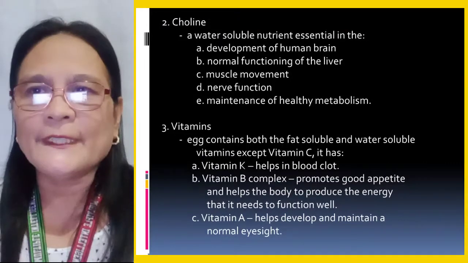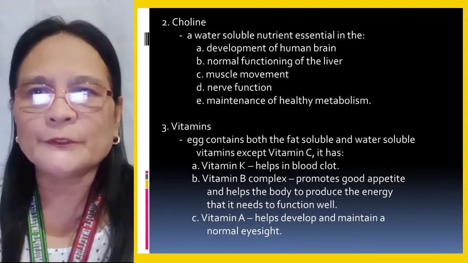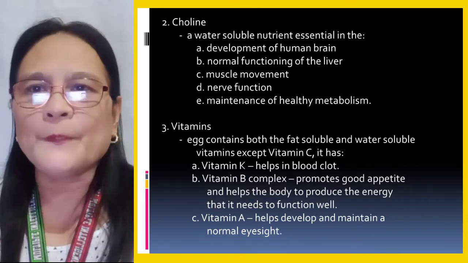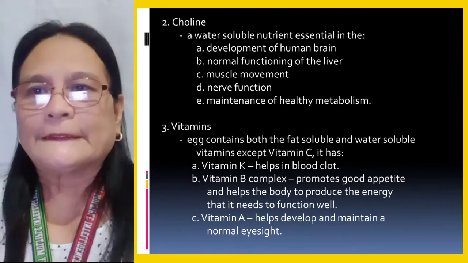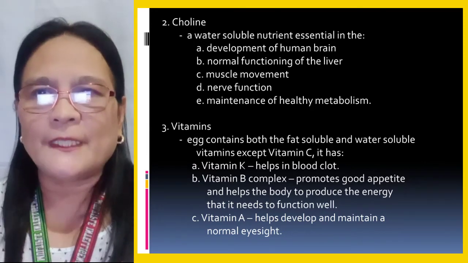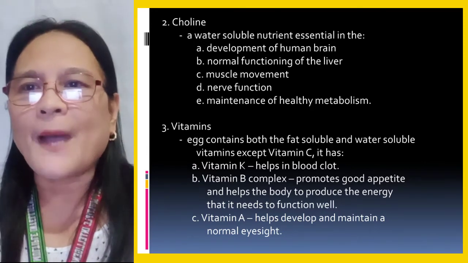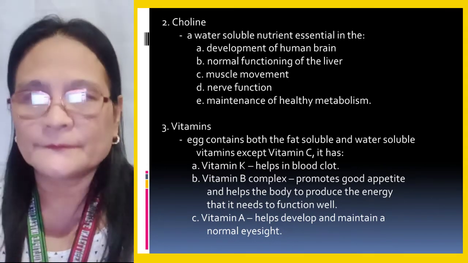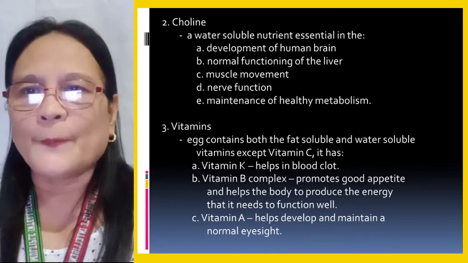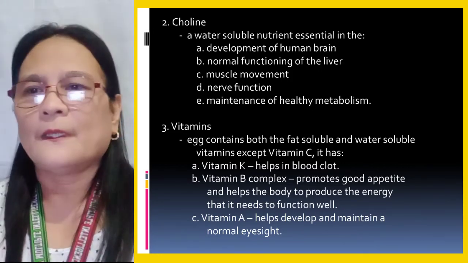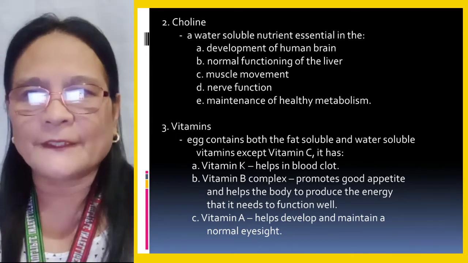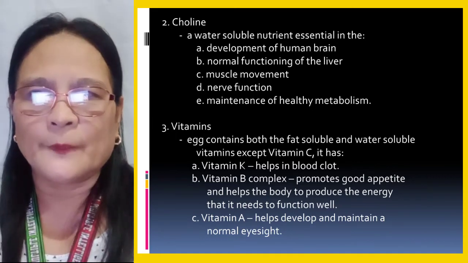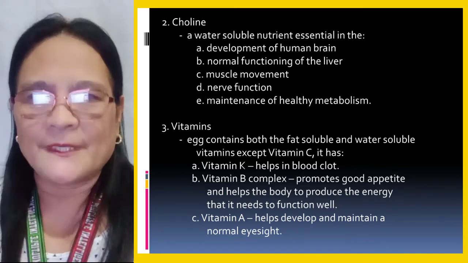Number 2, choline. It is a water-soluble nutrient essential in letter A, development of human brain. Letter B, normal functioning of the liver. Letter C, muscle movement. Letter D, nerve function. And letter E, maintenance of healthy metabolism. Number 3 is vitamins. Egg contains both the fat-soluble and water-soluble vitamins, except vitamin C.